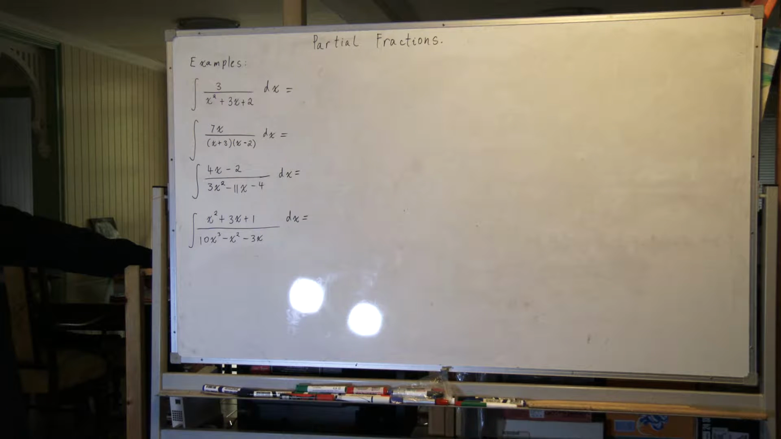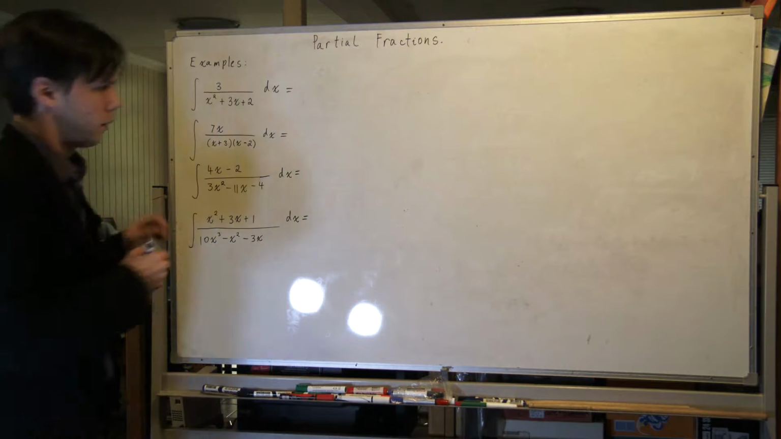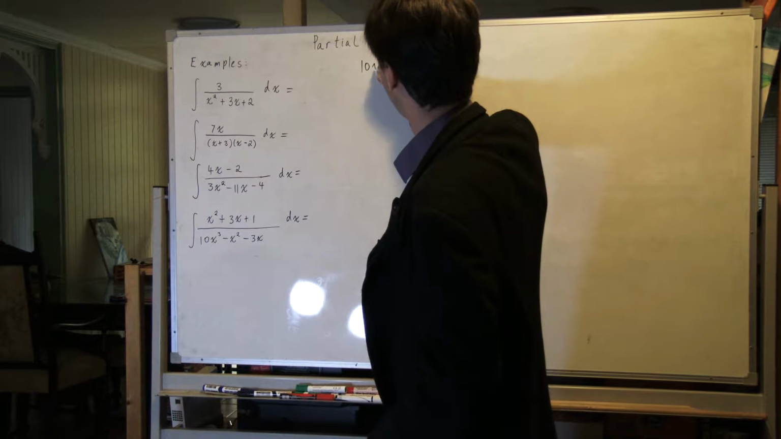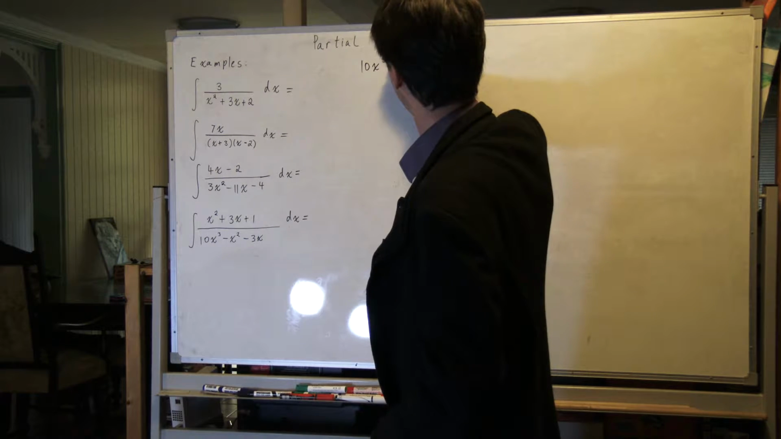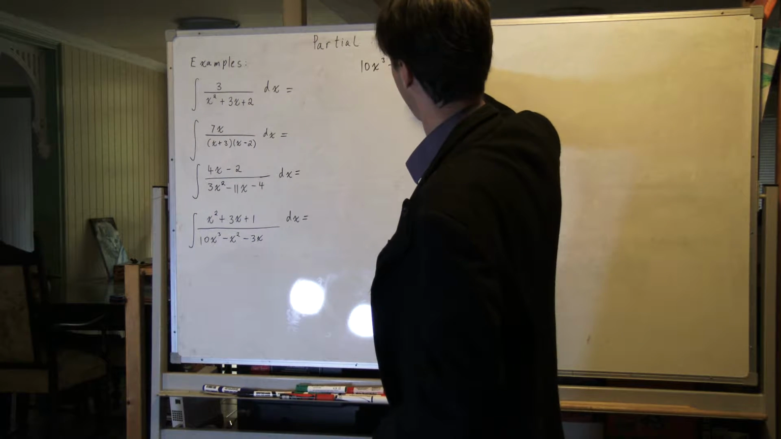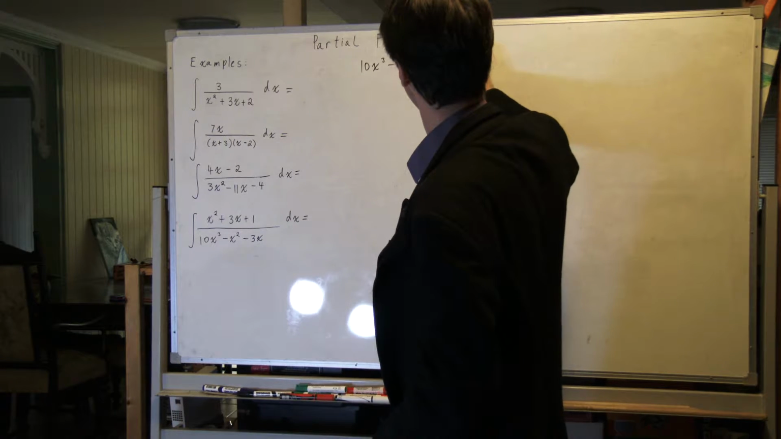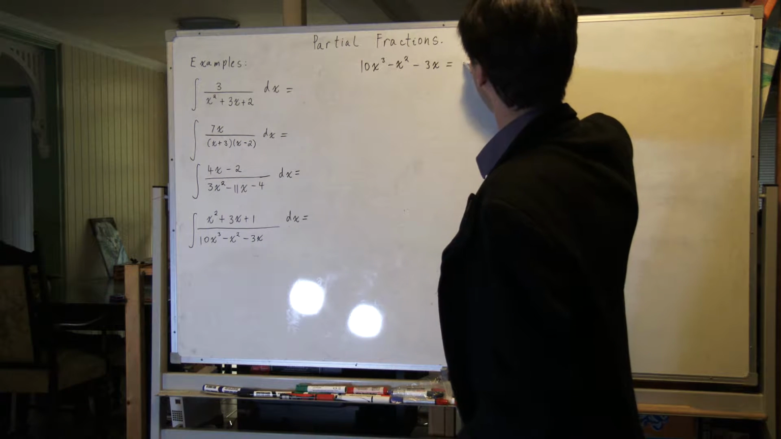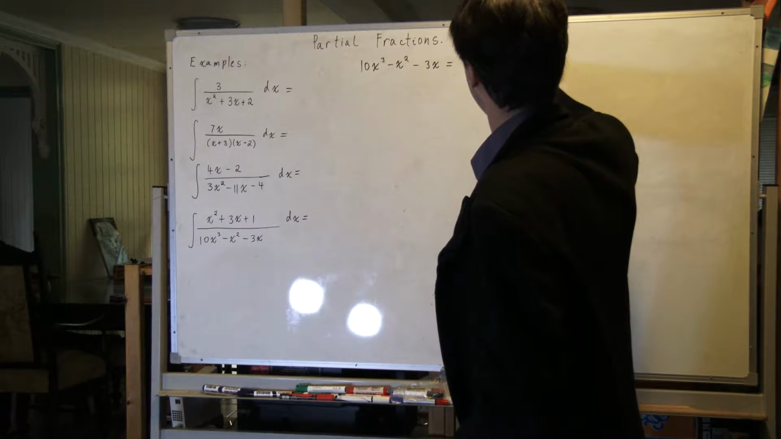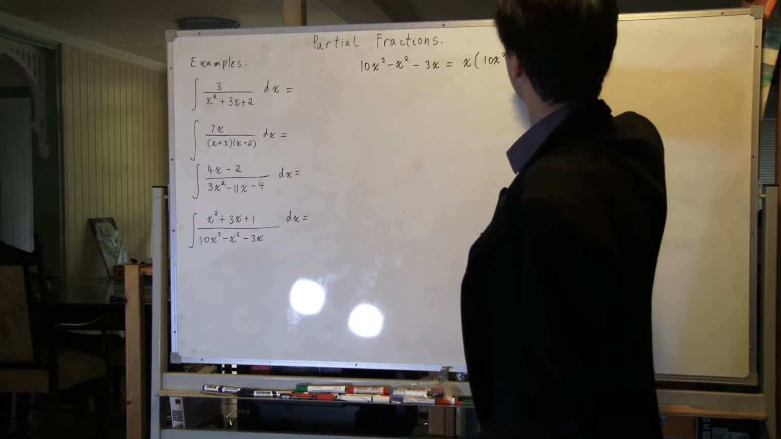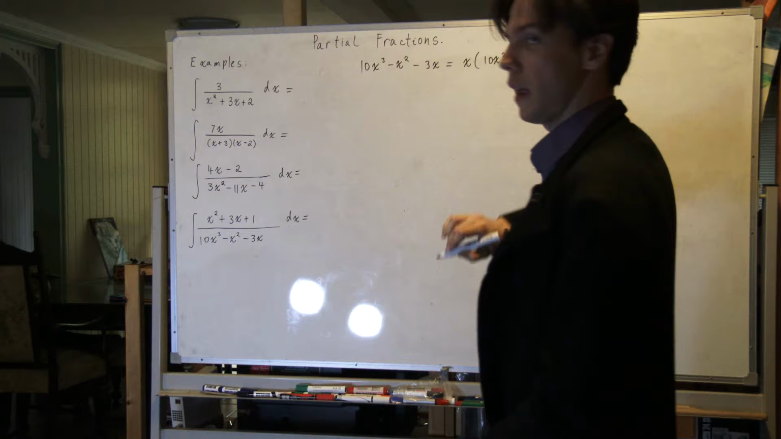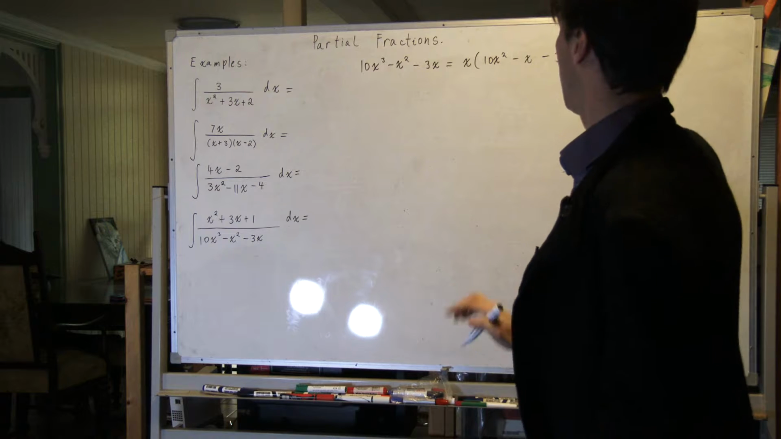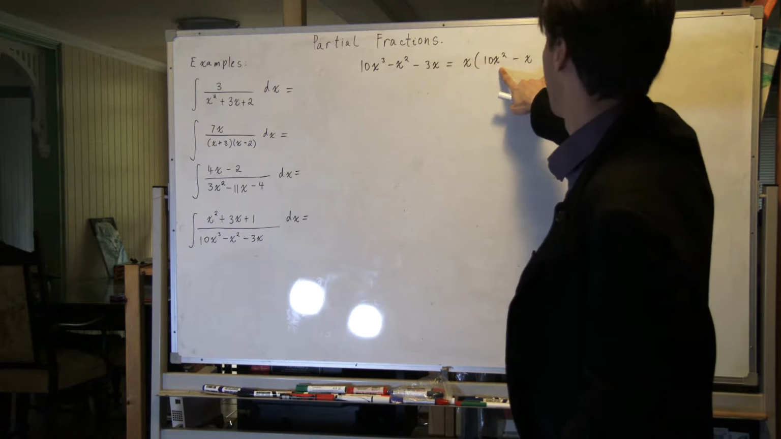So what I can see straight away is I can take out a factor of x. Because every term has an x in it, take out a factor of x, and this is like x times 10x squared, take x times x, take x times 3. And now this part here is what I'm going to factorize.